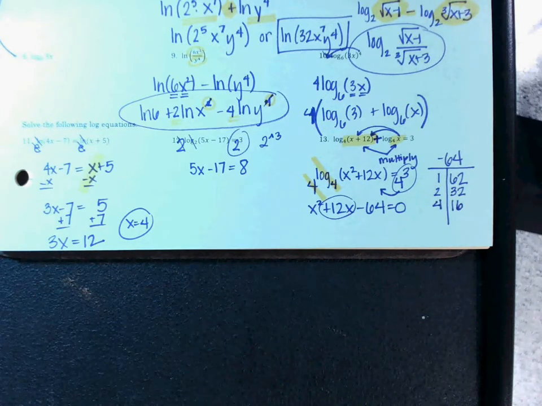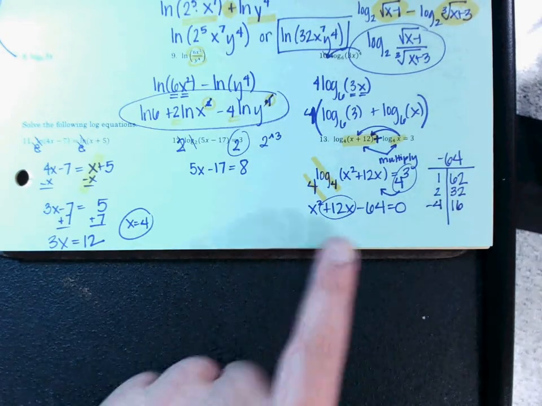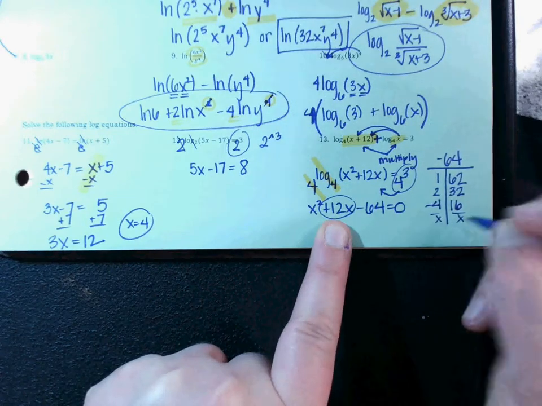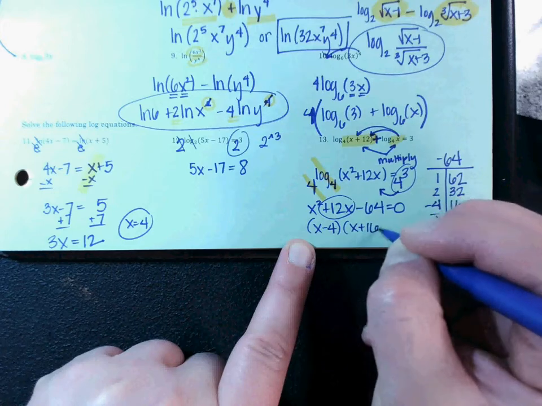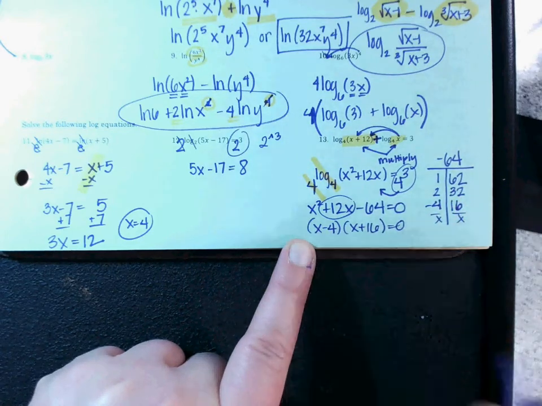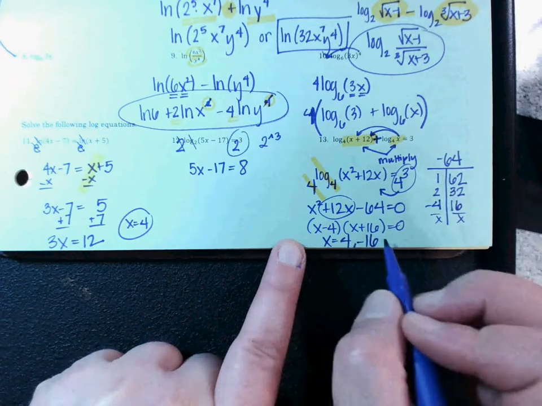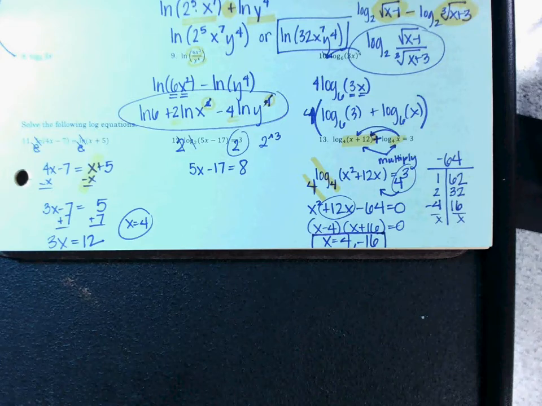Now, do I want to put the minus on the 4 side or the 16 side? The 4 side. Because I want 16 minus 4 to give me positive 12. Divide by x. So I have x minus 4 and x plus 16, which means what are my two x's? Positive 4, negative 16. Good job. Positive 4 and negative 16.